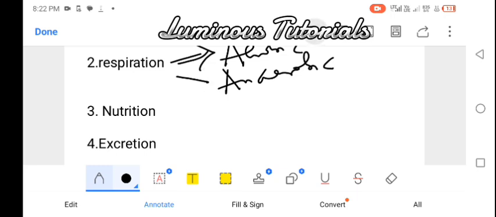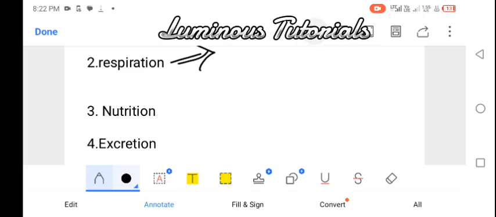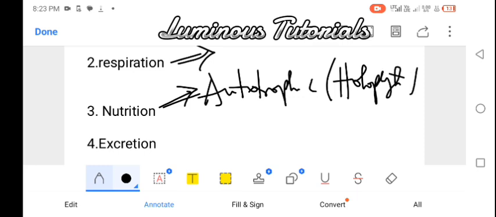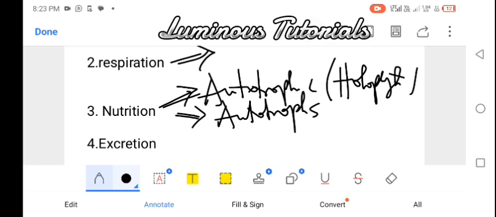Now there are some organisms that are able to manufacture their own food. That mode of nutrition is called autotrophic. Auto means self, by myself. Autotrophic mode of nutrition, or holophytic mode of nutrition. You see that it was in green plants. Therefore, green plants have a special name. They are called autotrophs.